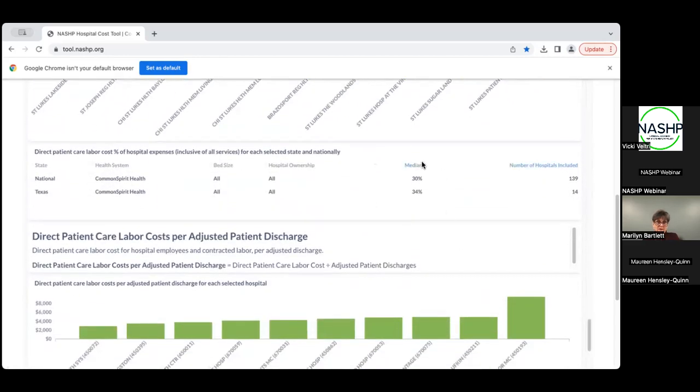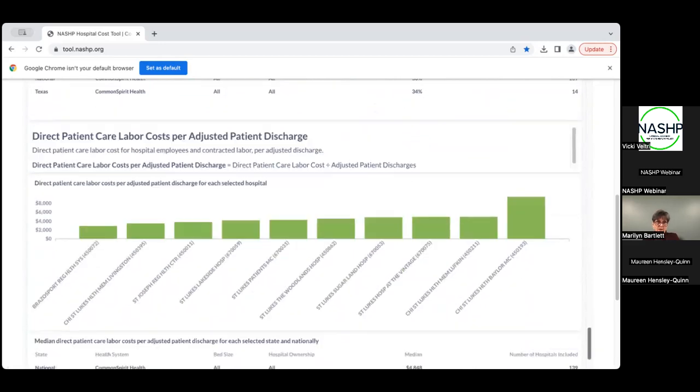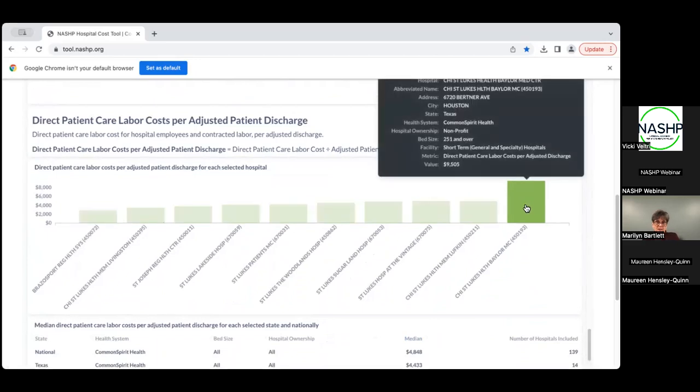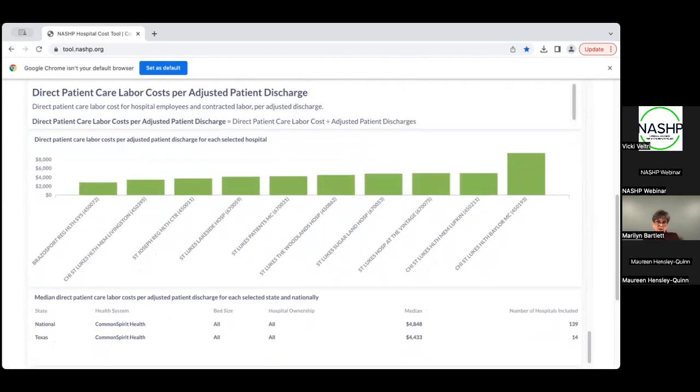Again, you can compare Common Spirit. We look at direct patient care costs per adjusted discharge. This one was high. I looked at this particular hospital. It's St. Luke's Health Baylor Medical Center. And they ended up that year with fairly high costs. But you could go back into the View Hospital and look that up to get a little more information why.